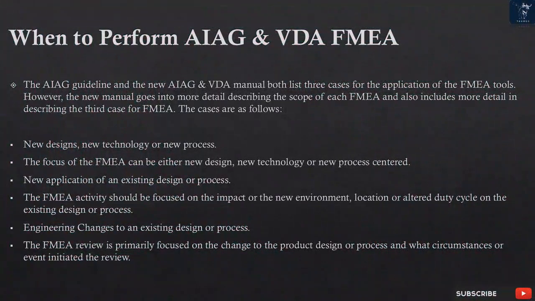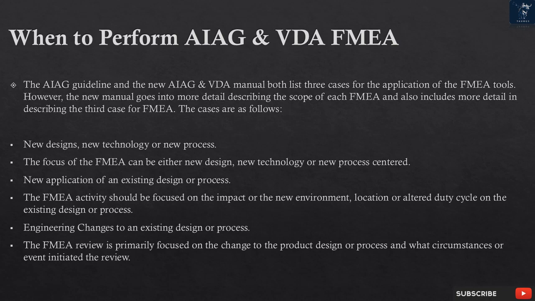When to perform AIAG and VDA FMEA. The AIAG guideline and the new AIAG and VDA manual both list 3 cases for the application of the FMEA tools. However, the new manual goes into more detail describing the scope of each FMEA and also includes more detail in describing the third case for FMEA. The cases are as follows: new designs, new technology, or new process. The focus of the FMEA can be either new design, new technology, or new process centered. New application of an existing design or process.